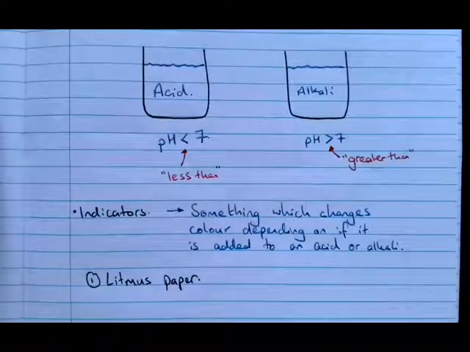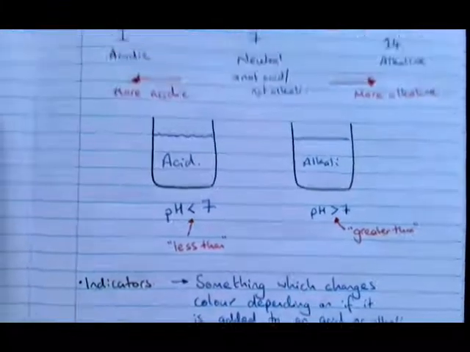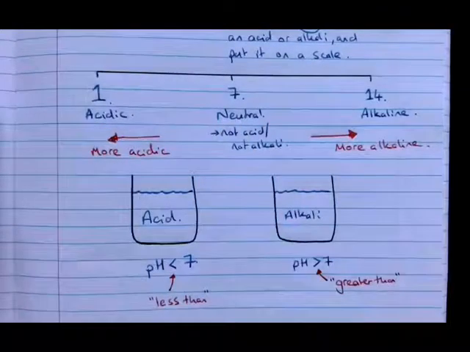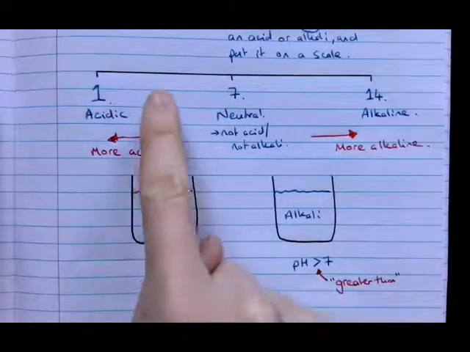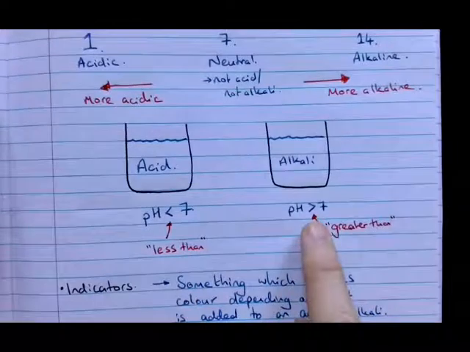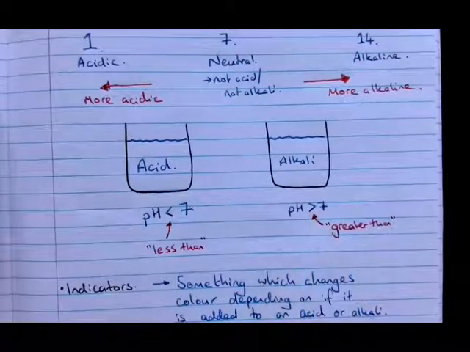Okay, so in the last video I talked about putting acids and alkalis on this scale from 1 up to 14, and that if we had a pH of less than 7 it was going to be acidic, and if it was a pH of greater than 7 it was going to be an alkali.